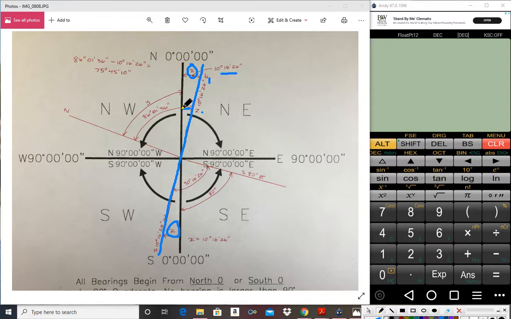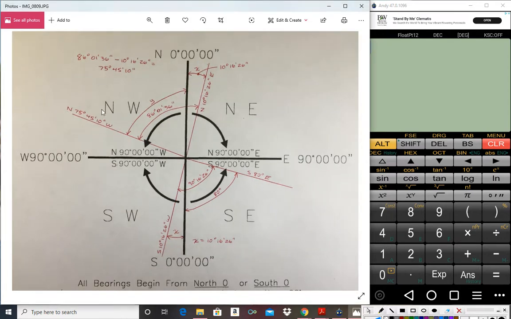With that being said, I will then use this angle from my balanced angles of 86 degrees, 01 minutes, and 36 seconds. In this case, because I'm solving for y, I'll simply subtract 10 degrees, 16 minutes, and 26 seconds from 86 degrees, 01 minutes, 36 seconds to get an angle of y, 75 degrees, 45 minutes, 10 seconds. Since that's the angle, that'll be my bearing in the northwest quadrant. Northwest, 75 degrees, 45 minutes, 10 seconds. You'll use the same procedure for the rest of your lines on your traverse.